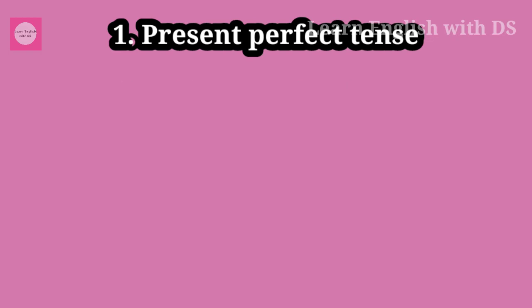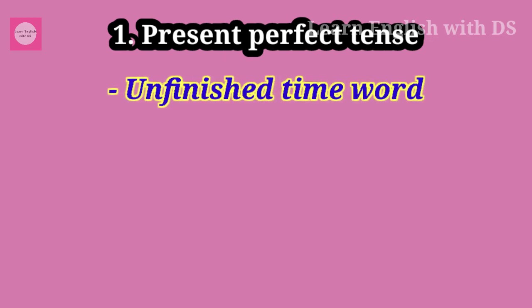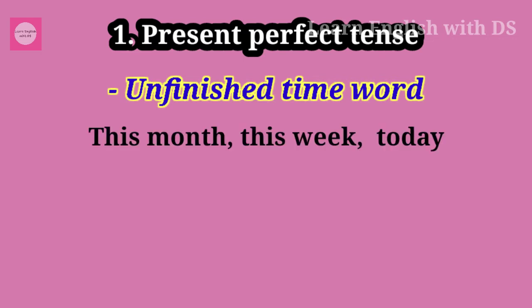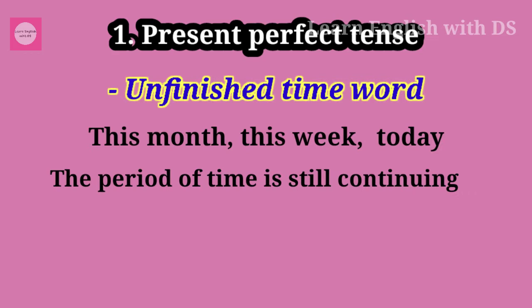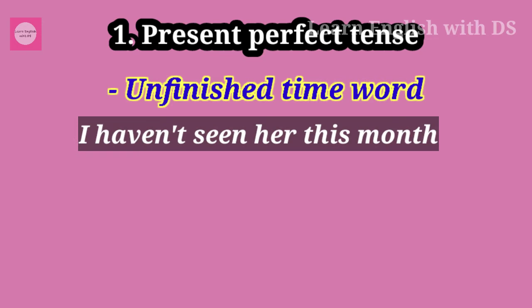We use present perfect tense with unfinished time word. For example, this month, this week, today. The period of time is still continuing. For example, I haven't seen her this month. This month is not yet over. So, in this month, I haven't seen her once.